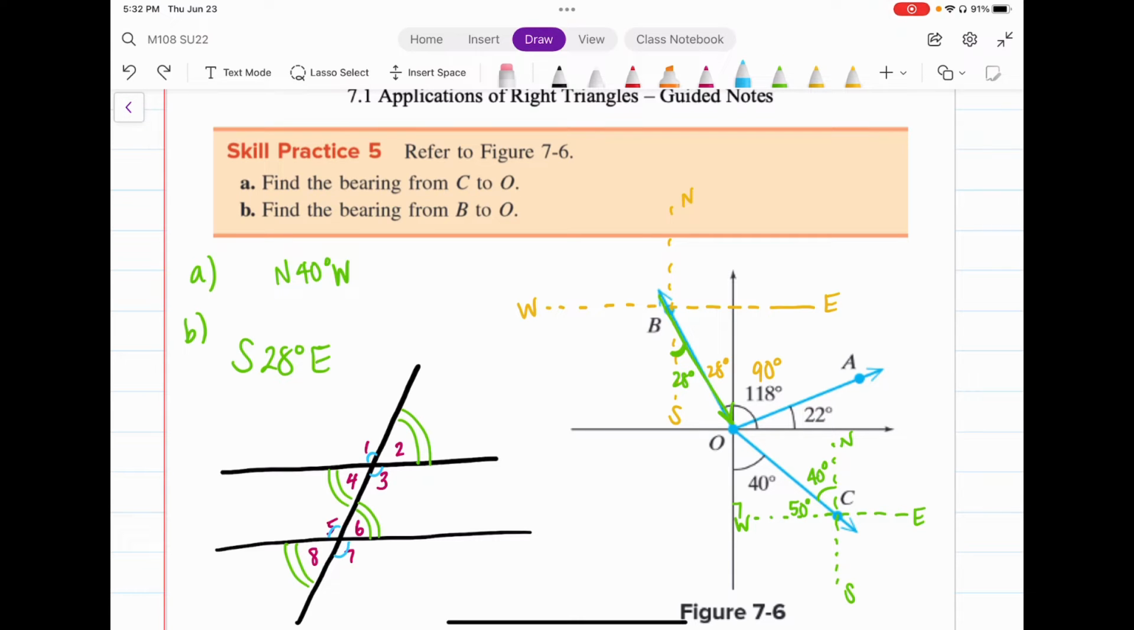Angles 2 and 8 are alternate exterior angles. Angles 4 and 6 are alternate interior angles. Angles 1 and 7 are alternate exterior angles. And angles 3 and 5 are alternate interior angles. 1, 3, 5, and 7 all have the same angle measure. 2, 4, 6, and 8 all have the same angle measure as well. When I was describing this question and saying alternate interior, these are the geometry properties that show why that's true.